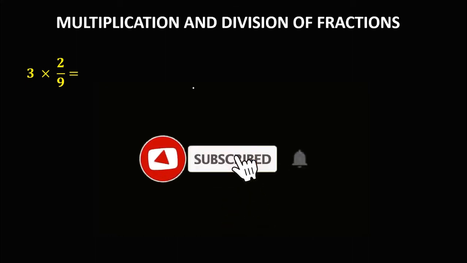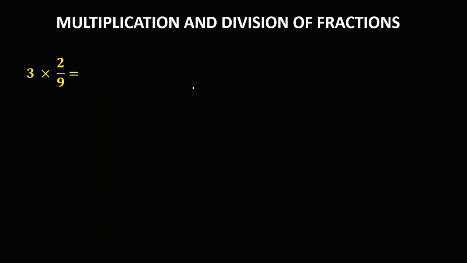Okay, so let's have this topic. So multiplication and division of fractions. So we have this given 3 times 2 over 9. So first, we need to put a denominator 1 for this whole number. Then apply the rule in multiplication of fractions.